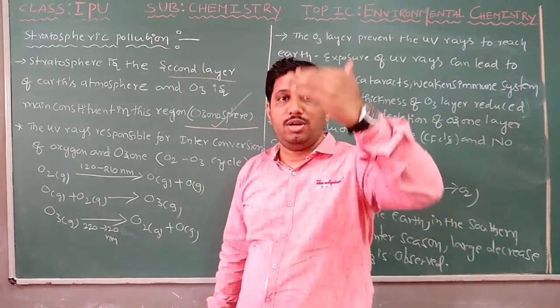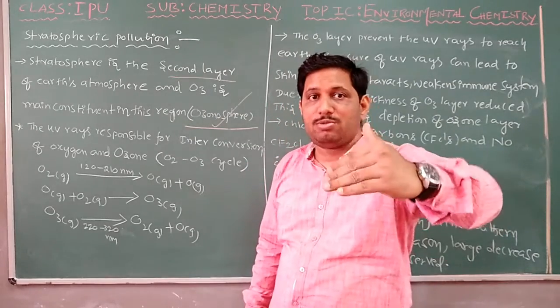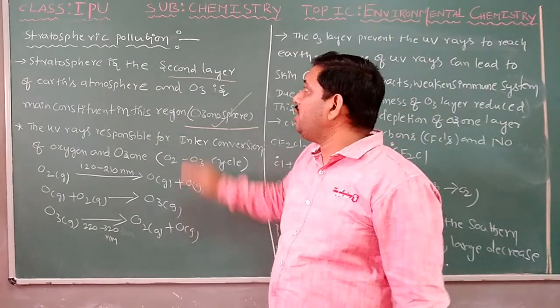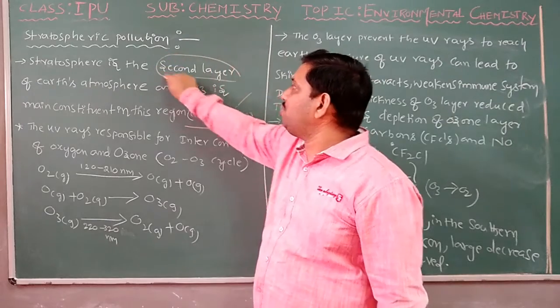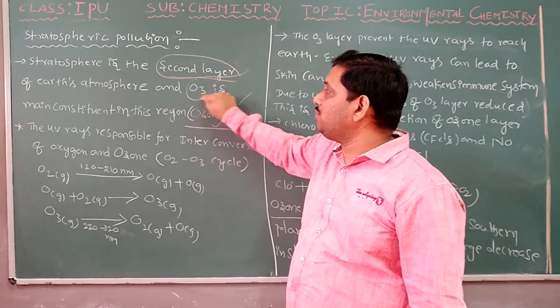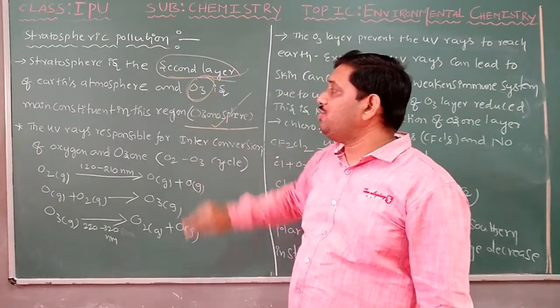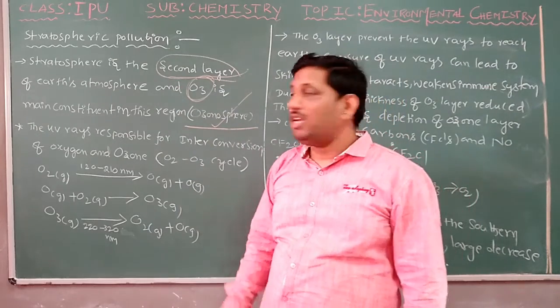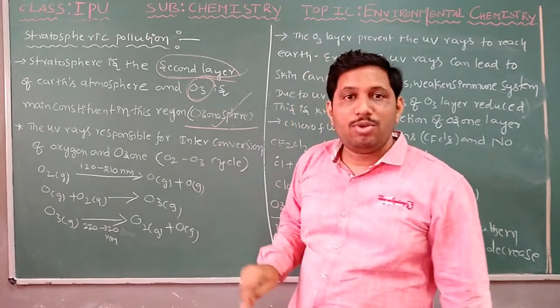We know the sequence, students. First is troposphere, stratosphere, mesosphere, thermosphere. It is the second layer of the Earth's atmosphere. And ozone, that is O3, is the main constituent in this stratosphere region. Due to this, it is known as ozonosphere.